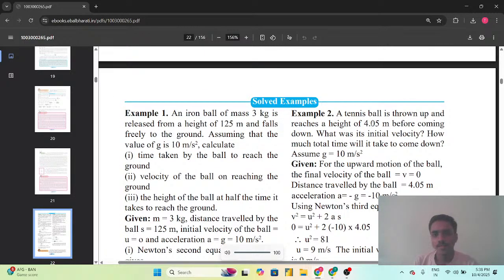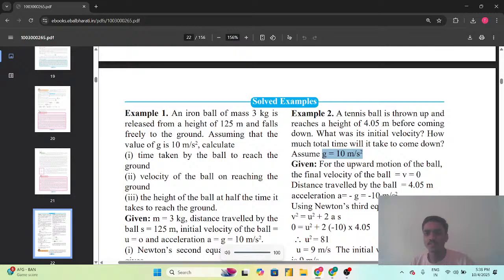So now let's see example 2. A tennis ball is thrown up and reaches a height of 4.05 meter before coming down. What was its initial velocity? How much total time will it take to come down? Assume the value of g as given.